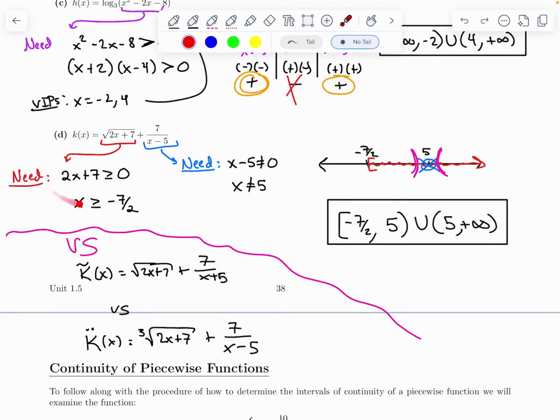The red condition is that everything needs to be greater than or to the right of -7/2, but the 5 causes us to have to exit that piece out. And that's where we get bracket -7/2 to 5 union 5 to positive infinity.